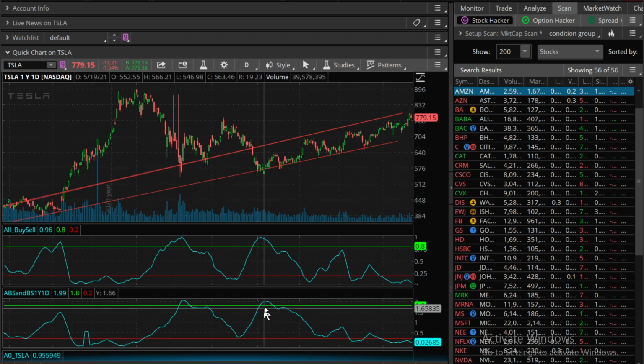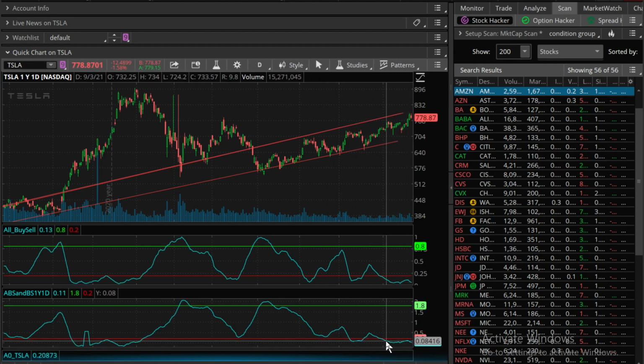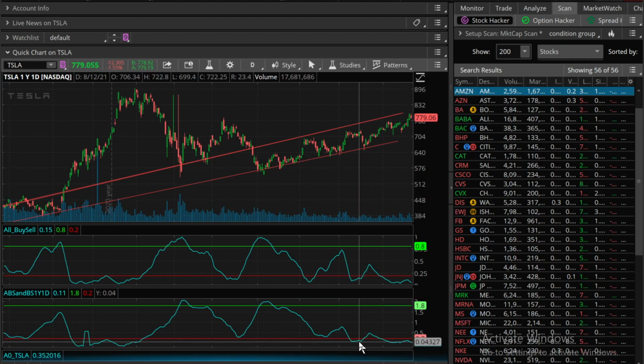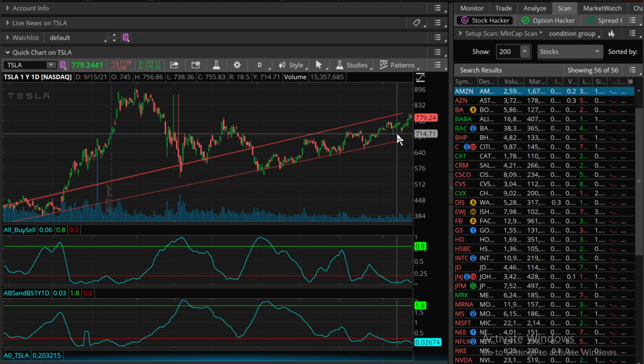And then right here is another buy. And right here is another almost sell. But then here was a definite sell right here. It came down. So as you can see, it's been hovering right in the sell territory. I would almost expect this line to start going up because this is kind of consolidation here, I think.